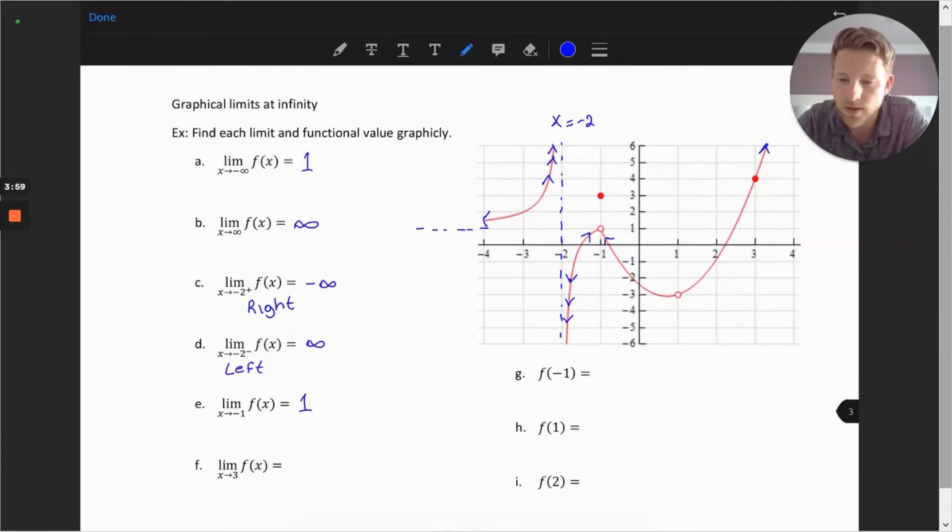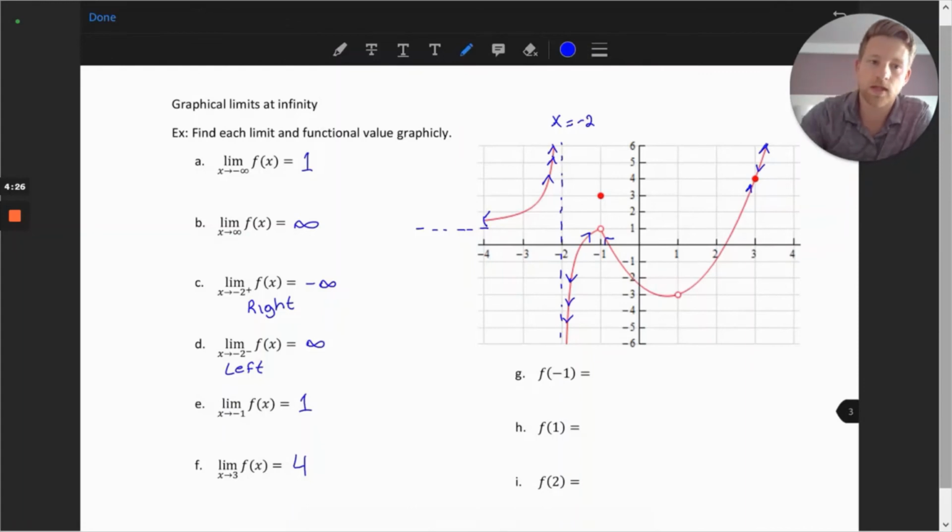The last limit we'll take a look at is the limit as x goes to 3. We take a look at the limit as x goes to 3, we'll see that this is actually approaching a functional value filled in at the height of 4. So we can say that that limit as x approaches 3 from both sides is going to be equal to 4.